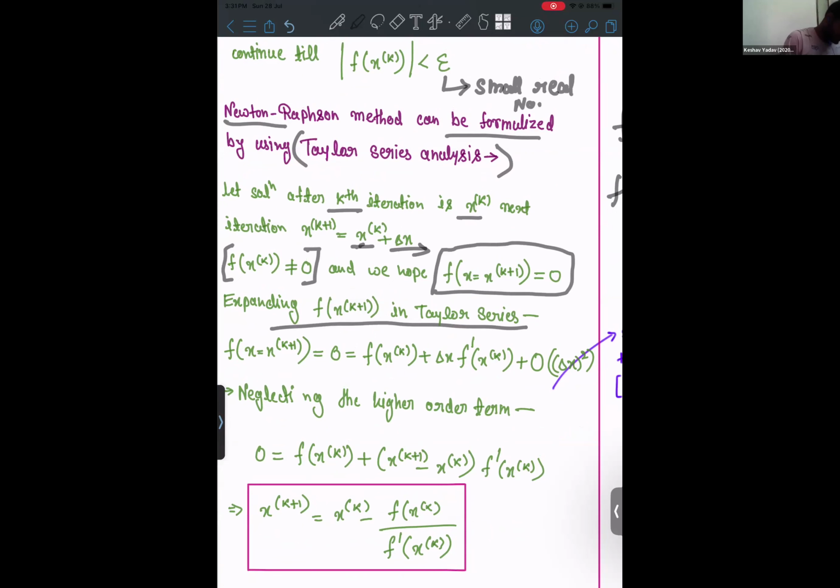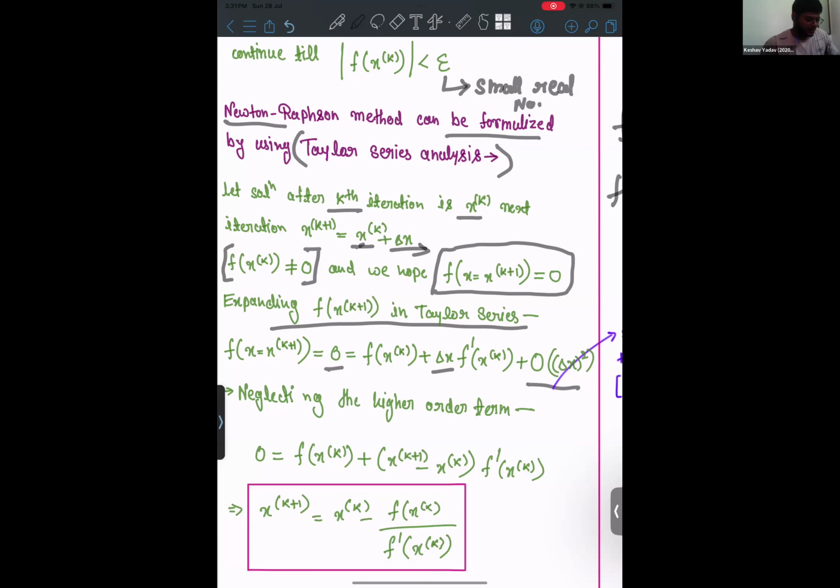By using Taylor series expansion, I can write f at x at the k plus 1th iteration, which we assume will be equal to 0. That will be equal to f at the kth iteration plus delta x multiplied by f prime at the kth iteration plus some second order terms.